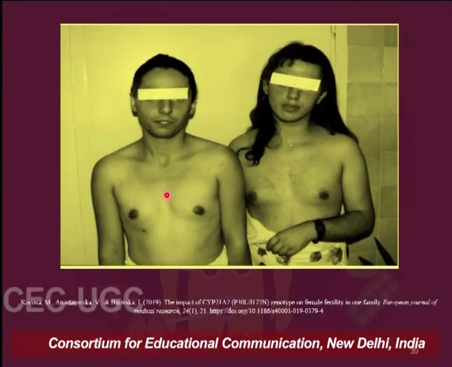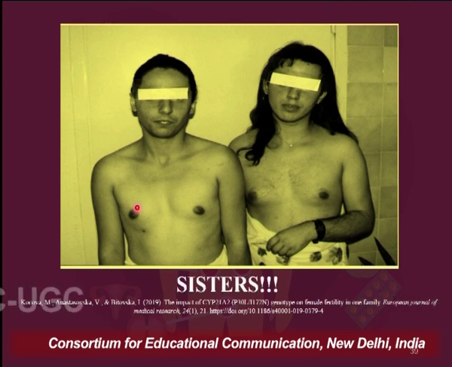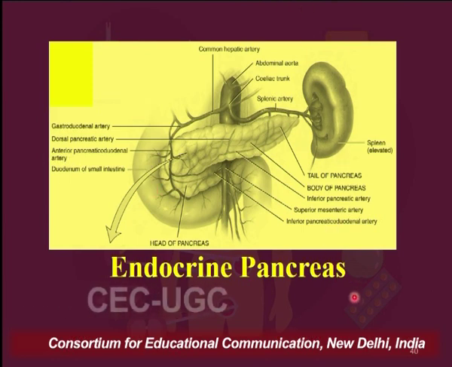Now, just look at the figure. Can you make out what would be the sex of these two persons? These are actually sisters with congenital adrenal hyperplasia. So, these females are suffering from CAH, wherein masculinization occurs. You can see that they appear similar to males. So, this is all about the adrenal gland, and now let us move on to our next gland, which is the endocrine pancreas.